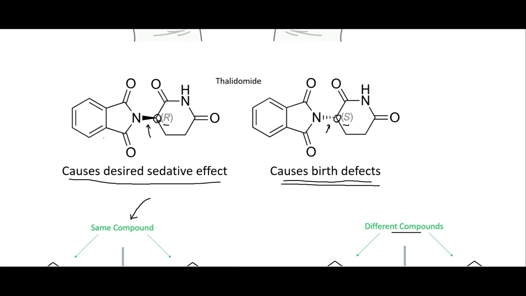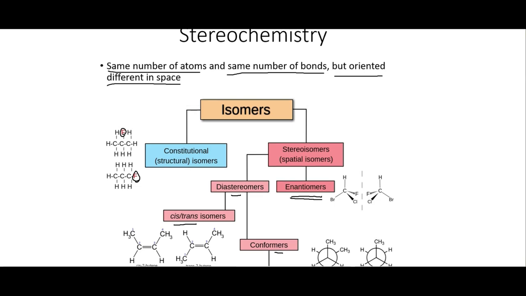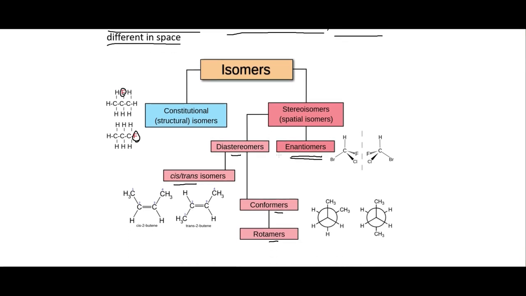And so these different molecules are going to have different effects. For instance, the thalidomide, where the R one here causes the desired sedative effect, where the S one here on the thalidomide causes birth defects. And so these are different molecules, these two enantiomers, and so we have to have different names for them. And so the naming convention we have is this RS naming convention. But anyway, I don't want to ramble on too long. This was taking our first look here at enantiomers.